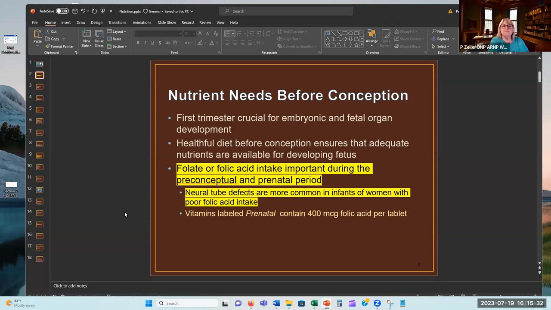Folic acid is that B vitamin that is required for good neurological development of the fetus, of the embryo, actually. Because remember, it's organogenesis during those first 8 weeks when all the parts are being put in place, and adequate levels of folate are important for neurological development. So if you pick out a vitamin and it says prenatal, there will be at least 400 micrograms, which is needed on a daily basis.